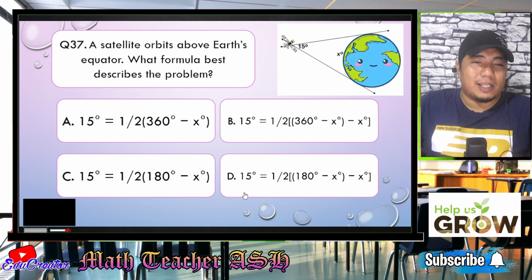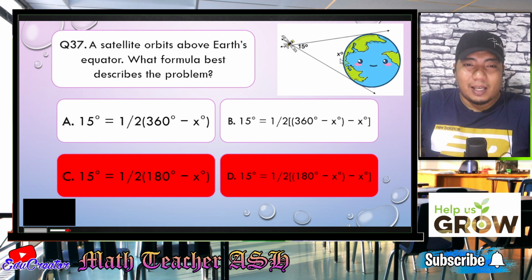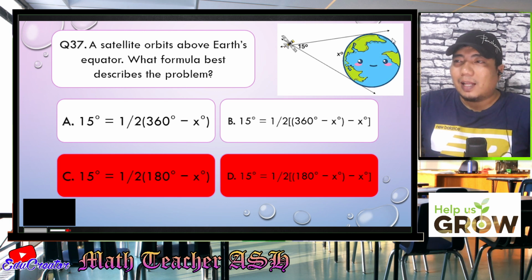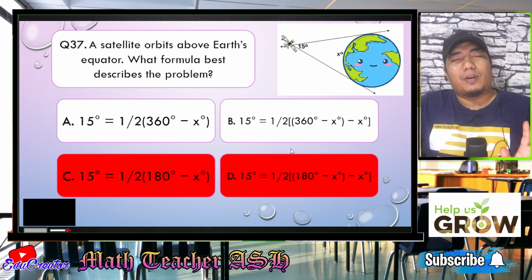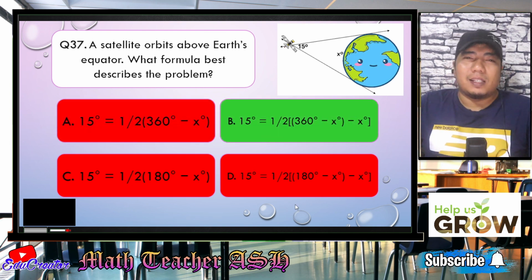So, therefore, letter C and letter D are already wrong. All right. So, now, if this is X, this measurement is X. What is the measure of this one? Okay. So, if this is the whole circle, that is 360. In order for us to know this part, that is 360 minus X. So, basically, that is 360 minus X minus X. All right. So, therefore, the correct answer is letter B. Easy, right? Very easy, my dear math learners.